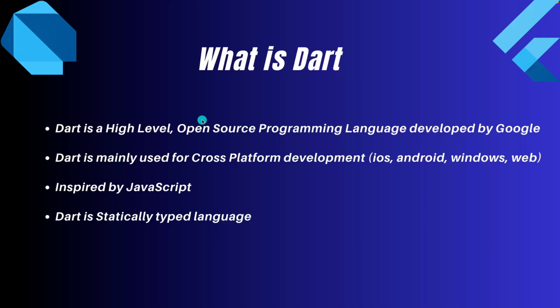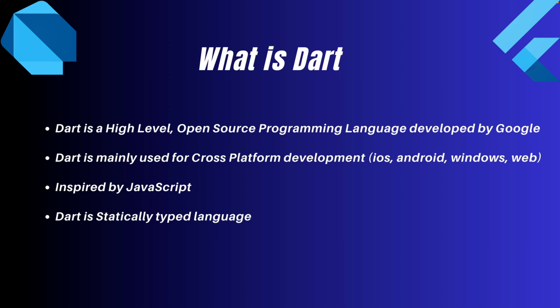Okay, let's start with what is Dart. So Dart is a high-level programming language. It is developed by Google and it is also open source. Dart is usually developed for cross-platform development for iOS, Android, and there are some Windows, web and Mac OS features also, but we don't do that initially, and just focus on Android and iOS.